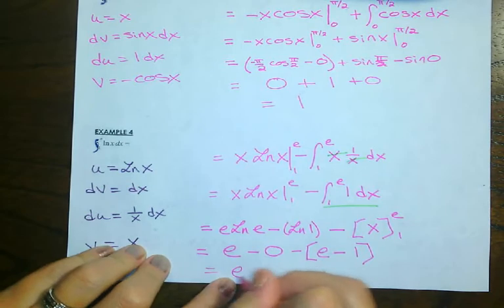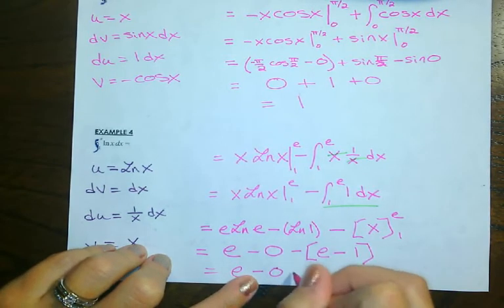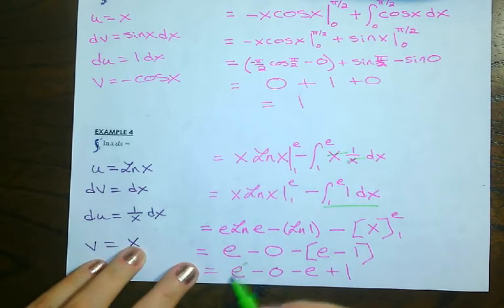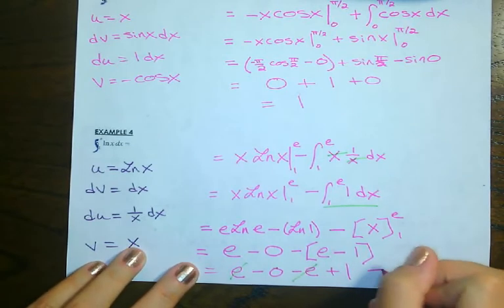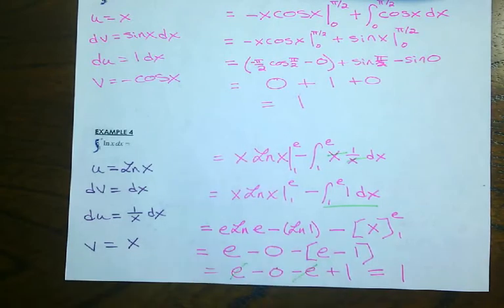So you end up with e minus 0 minus e plus 1, right? If you distribute that, then obviously this e and this e take each other out. So again, all that work, and my final answer is 1. Guys, it's just a coincidence that those both ended up to be 1, but we've got there. Okay, so that is several examples there. I think I've got a couple more examples moving forward.